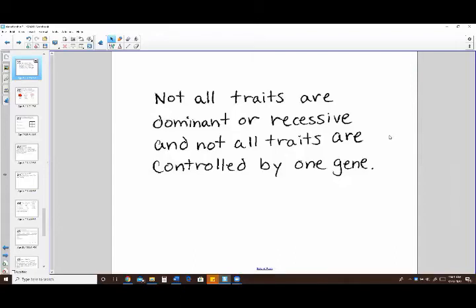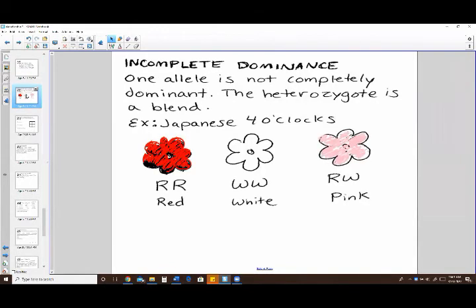Hi everybody, we're going to talk about some exceptions to Mendel today, so that dominant recessive idea. Not all traits are dominant and recessive, and some traits don't just have one gene that controls them. So we're going to take a look at some examples of those today. The first one I want to talk about is incomplete dominance.